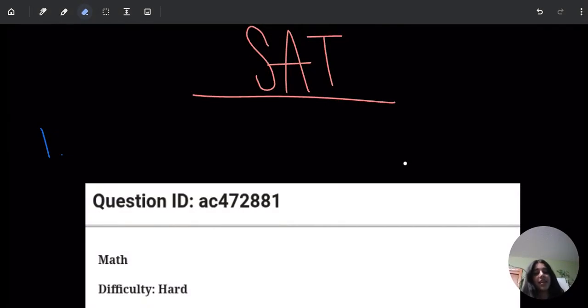If you're looking to get an 800 on the SAT math portion or just to increase your score, this is the exact place and this is where you should be. Just trust me with the process. Okay, so the first tip, let's just get into it.